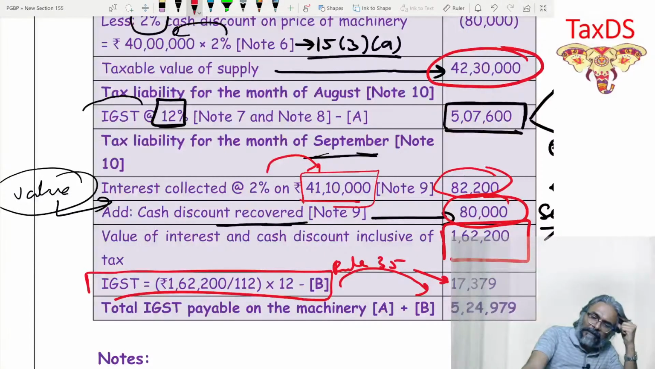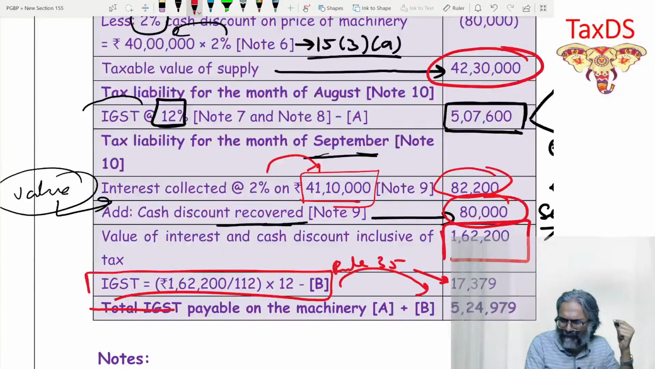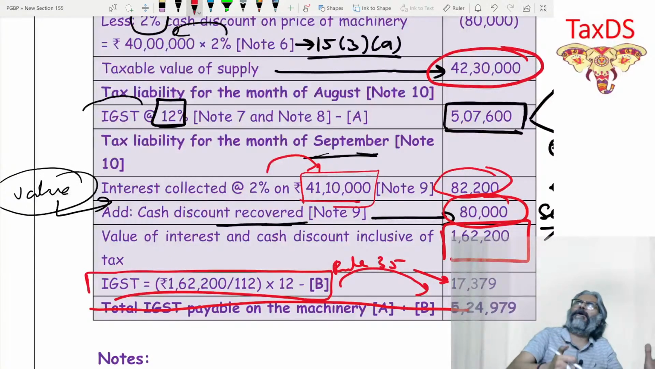And finally, the total IGST payable. Total is not required. Why? Because for each month you are making a separate statement. Don't make the total IGST payable for these 2 months. I hope that all of you are clear with this one now. Every one of you?